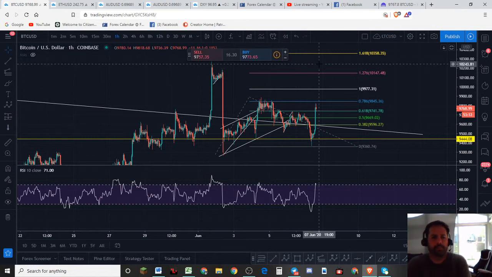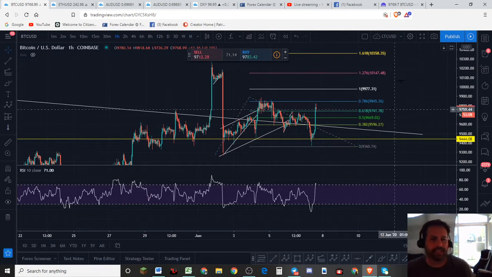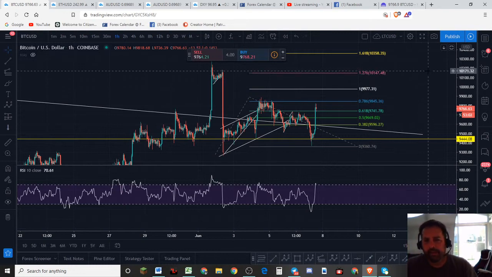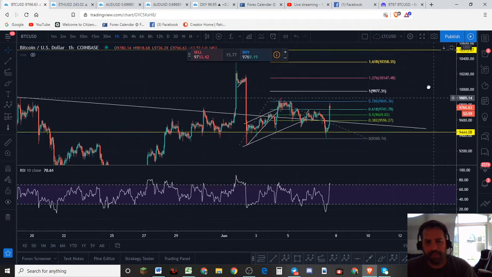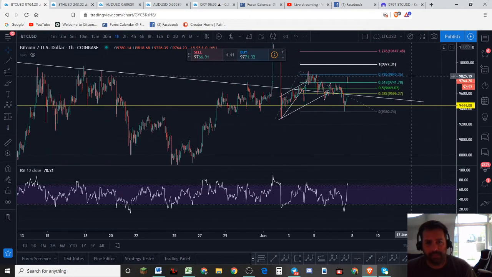Okay, so what's this pump? I said earlier in the video I'm only seeing down. I still am only seeing down. But remember, I said that doesn't mean it can't go up, right? So it's going up in three-wave fashion. It might be finished, guys.